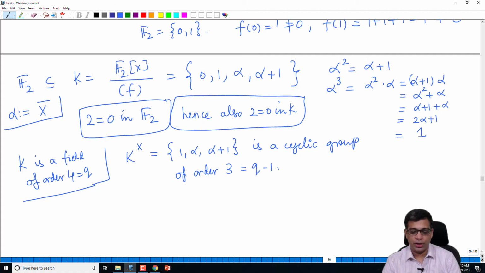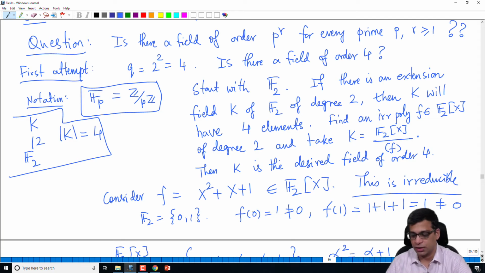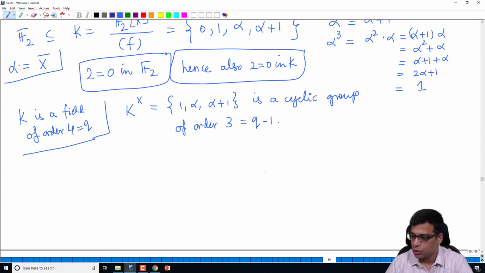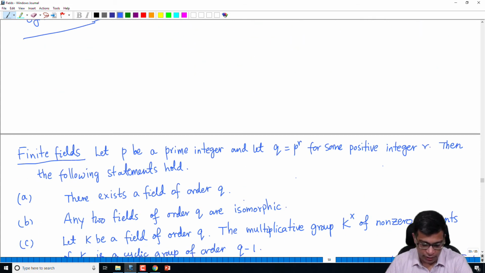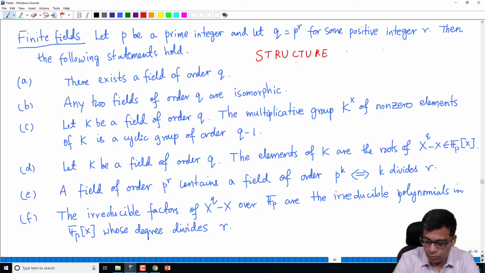Okay, so I am trying to do in this example the structure theorem that I will now state, so that you see what the theorem says in general. This is a very simple example, but it is in fact illustrative. Now I have already written this. Let me show you the statement of the structure theorem for finite fields.